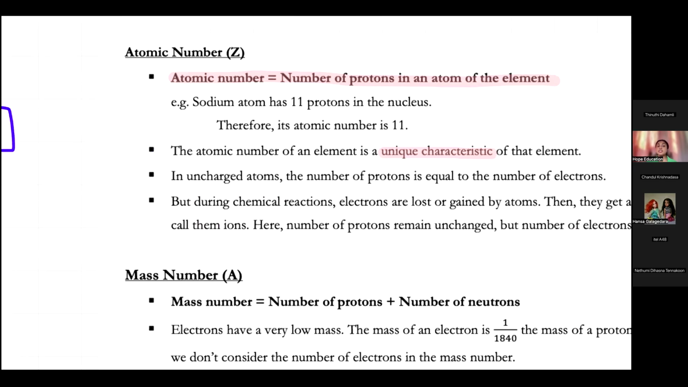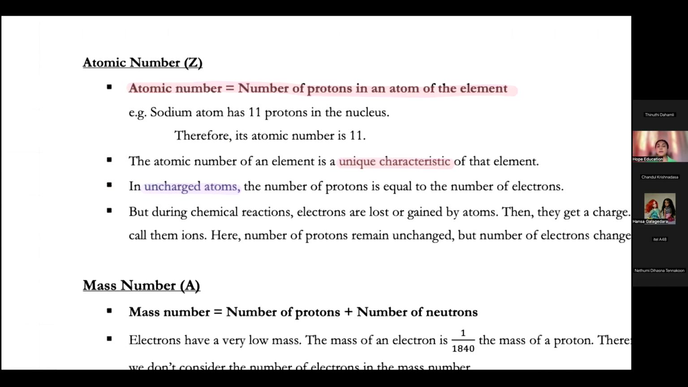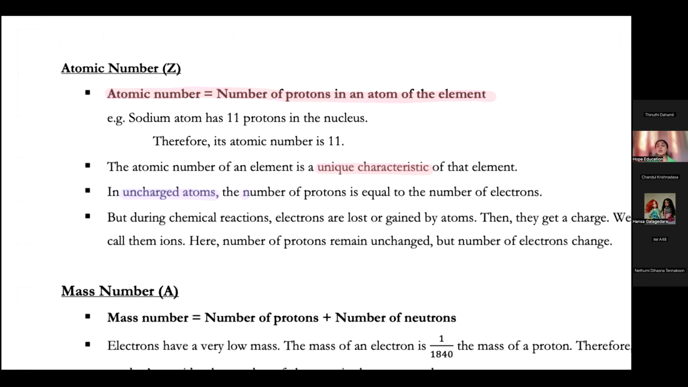Uncharged atom means atoms that have no charge. Like this. No charge, no charge. In uncharged atoms, the number of protons is equal to the number of electrons. The protons number and the electrons number are equal.